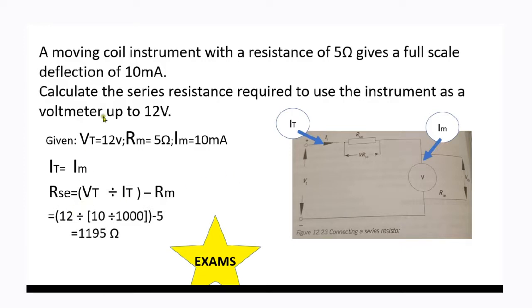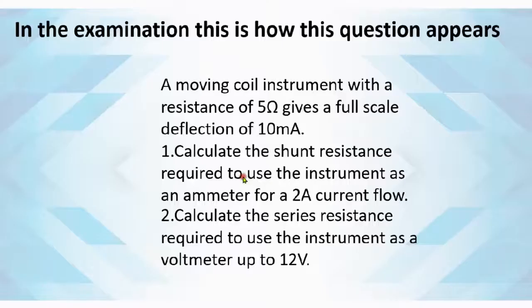I know VT, 12. I know IT. Remember, this is a series circuit, therefore IT and IM are the same, which I will use as 10 divided by 1000, minus 5, and I'm going to get an answer of 1195.